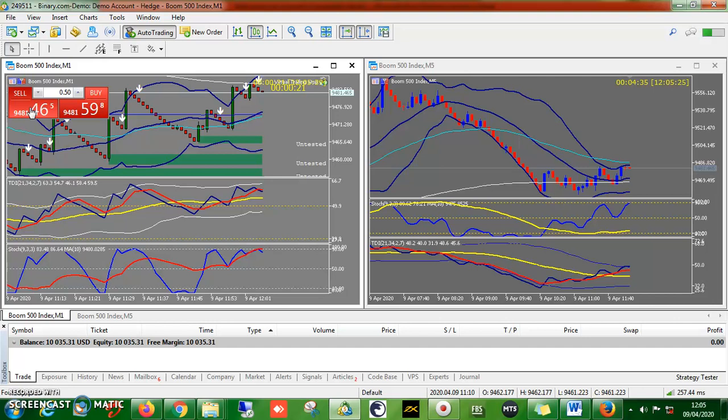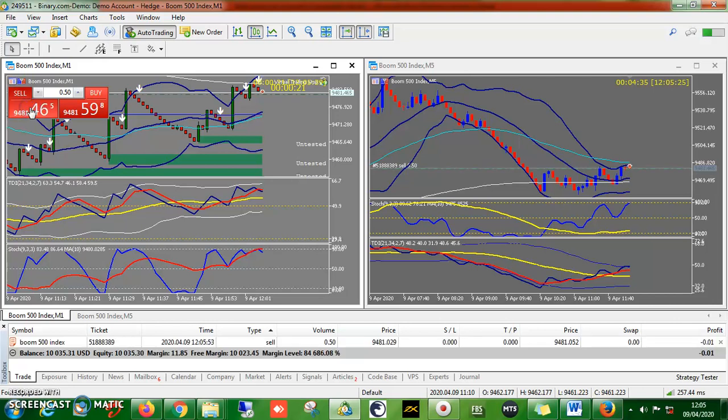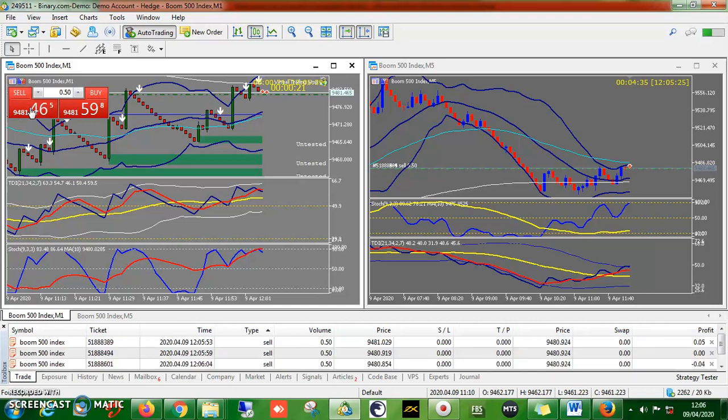Looking at M1, there's no EMA close to price as we speak. Price is way far from the middle Bollinger. Price is way far from EMA 800, which may serve as a resistance, or EMA 50. So I can confidently enter this trade.